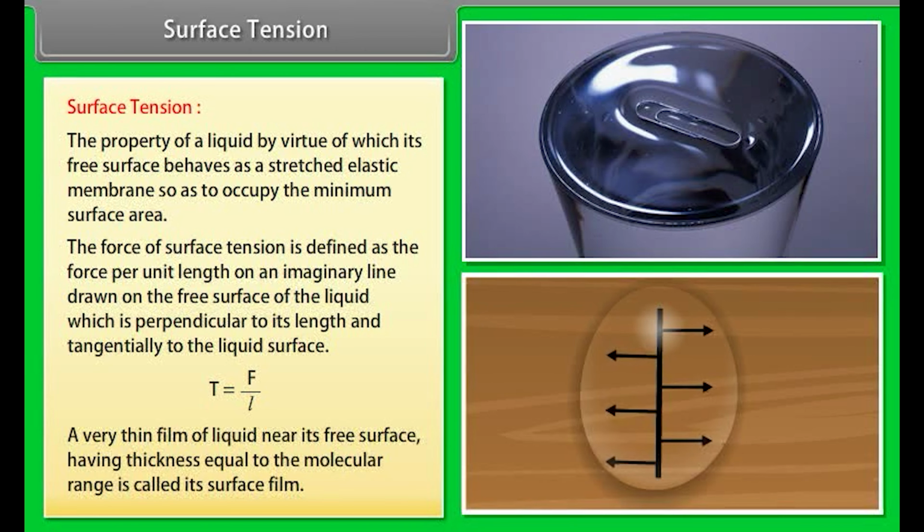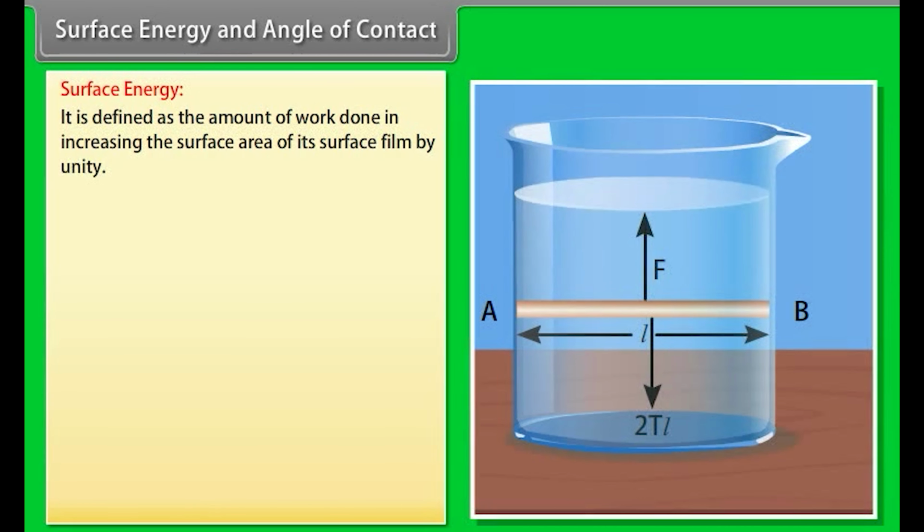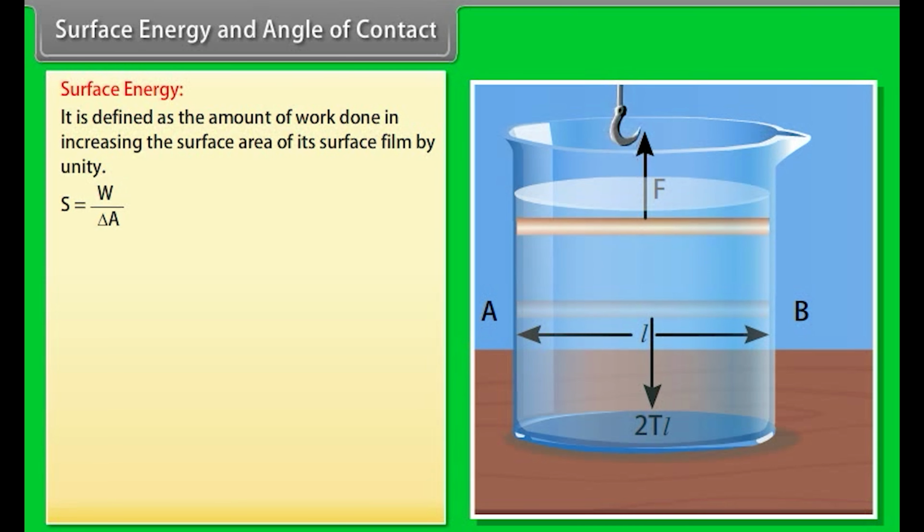A very thin film of liquid near its free surface having thickness equal to the molecular range is called its surface film. Surface energy and angle of contact. Surface energy is defined as the amount of work done in increasing the surface area of its surface film by unity. Surface energy is equal to work done divided by increase in area. Its SI unit is joule per meter square.